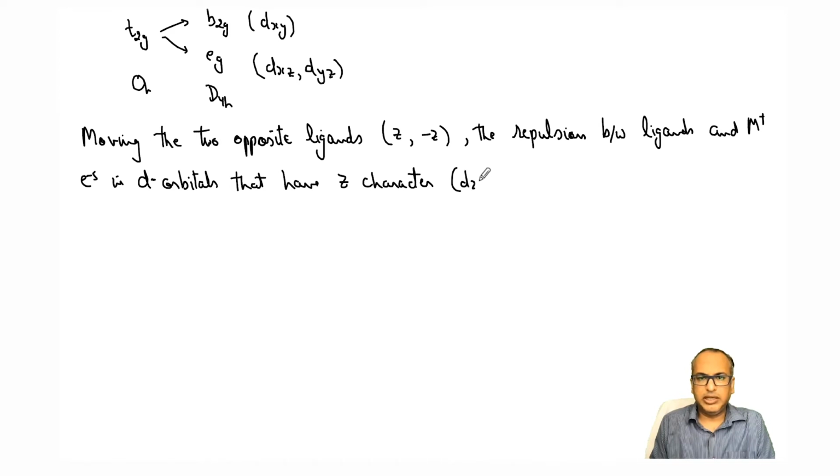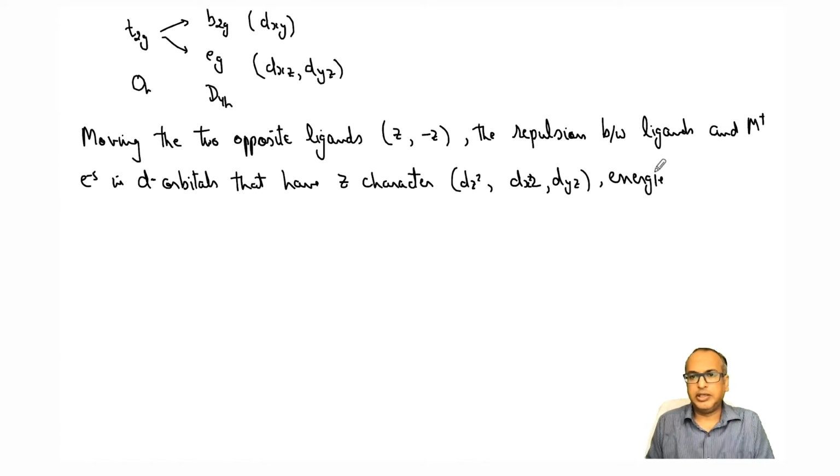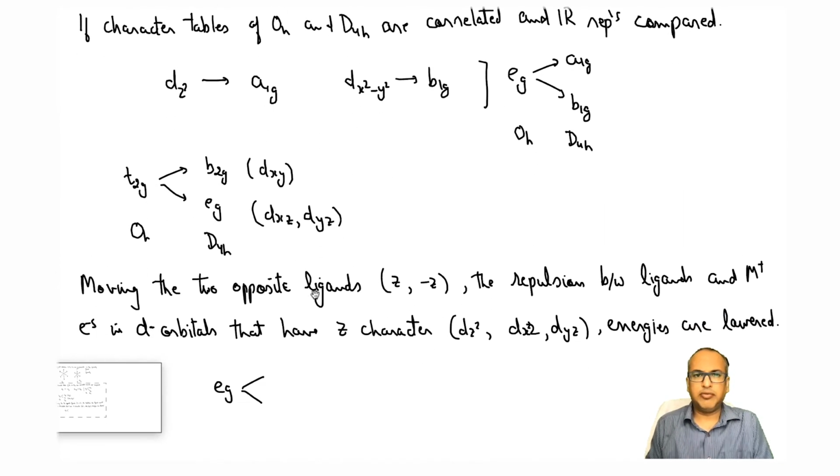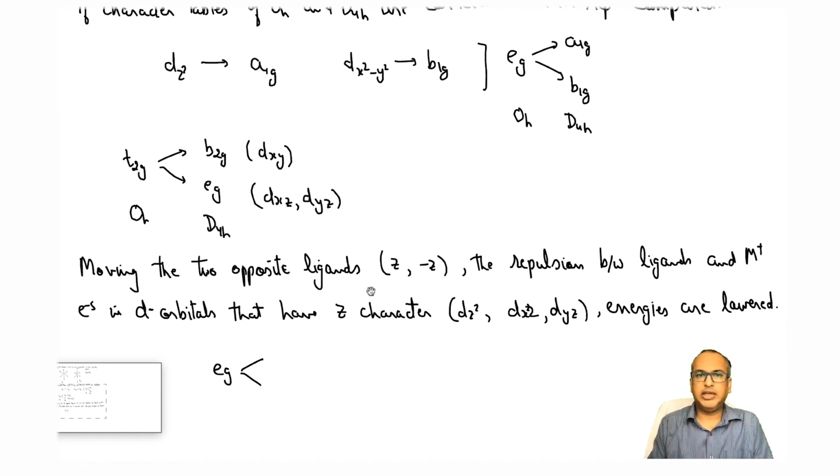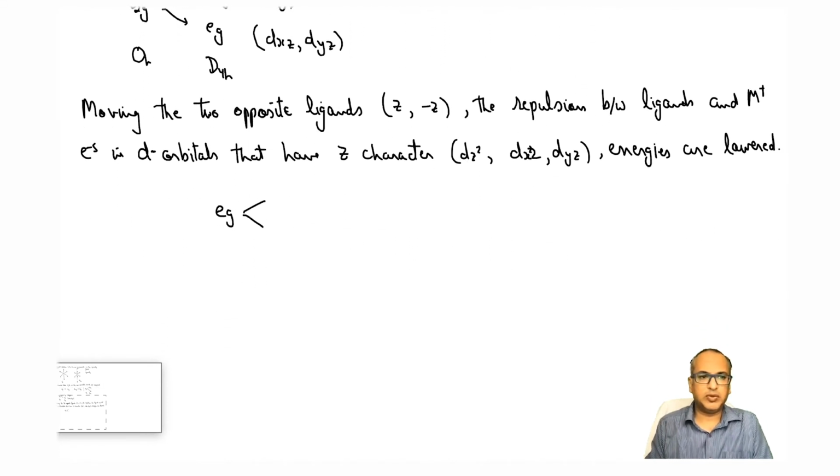That means dz square, dxz, dyz. Okay. Energies are lowered. So what do I mean? So I mean that when you go from EG, we have seen that you go into, what was the two? For EG it is A1G and dz square and dx square minus y square. So that means dz square will be lower in energy as compared to dx square minus y square.